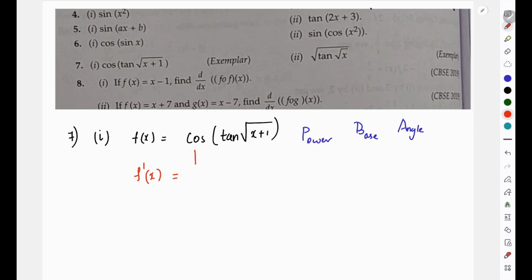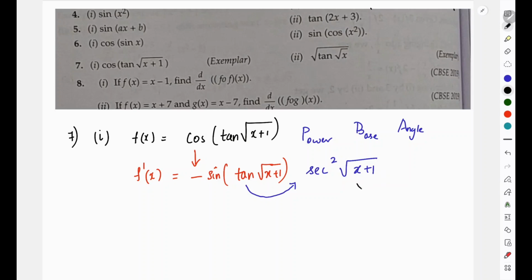So the first thing is cos differentiation is minus sine, and write the angle as it is. Don't change the angle. Okay. So next, look at this angle. The differentiation of tan is secant square. And this root will not go. Again, the angle will accompany that secant.